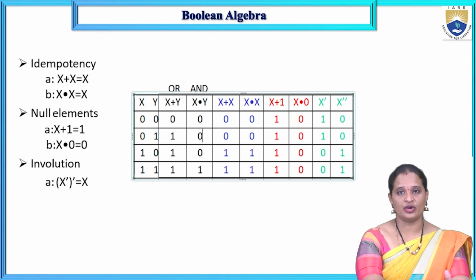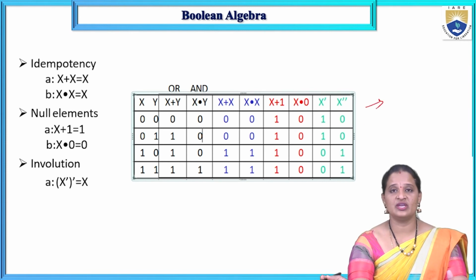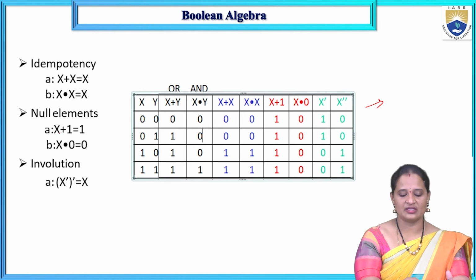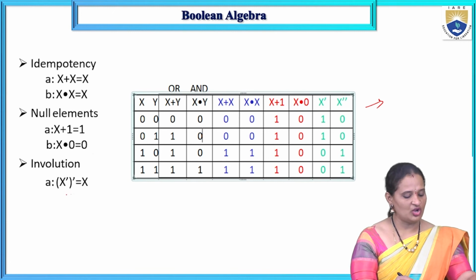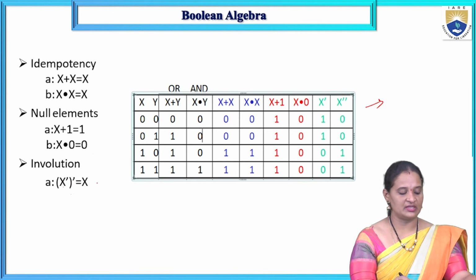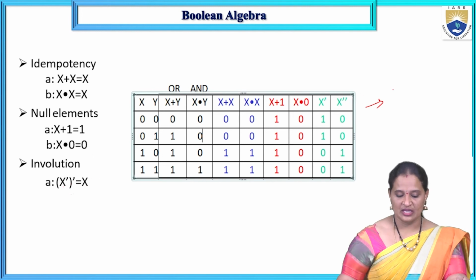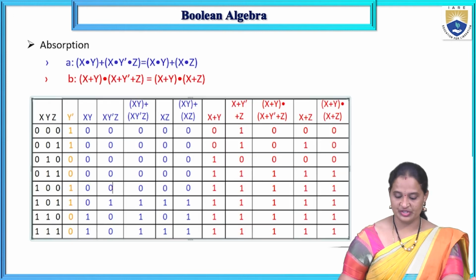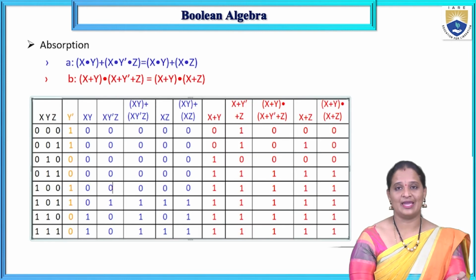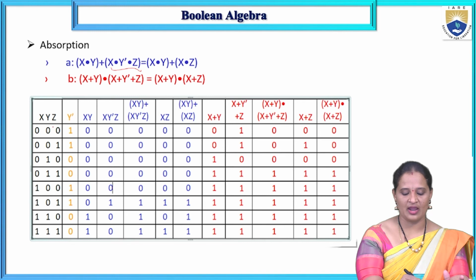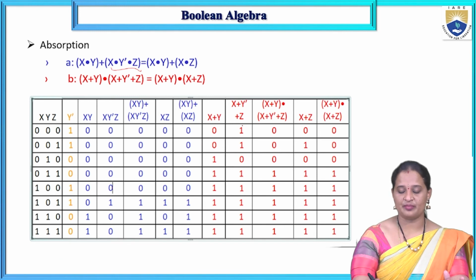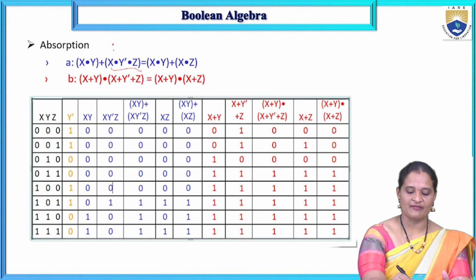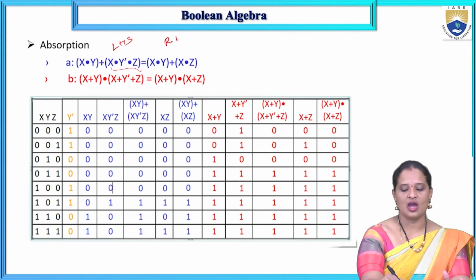And then idempotency. Again we are proving this using a truth table. Null element, that is x plus 1 is equal to 1, x dot 0 is equal to 0. Involution, x complement whole complement is equal to x. So this is the proof of these laws: idempotency, null elements, and involution. And then the absorption law. I hope it is clear. As we have 3 variables here, I am taking the 8 combinations. The only thing is we have to prove that LHS is equal to RHS.